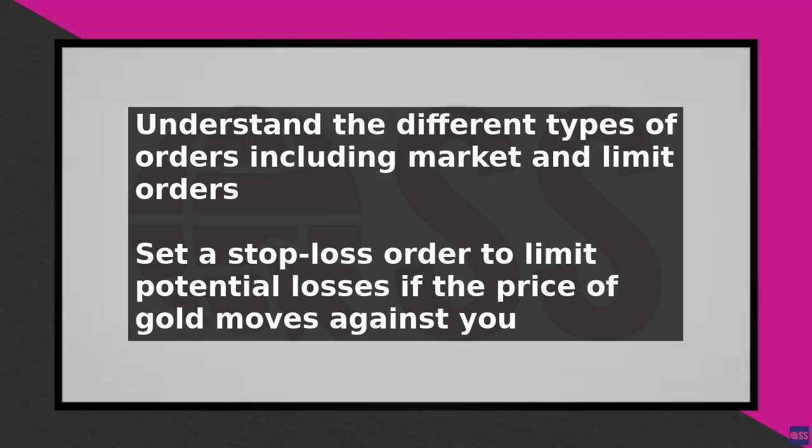Before placing a trade, it is essential to understand the different types of orders you can use. A market order will execute your trade at the current market price, while a limit order will execute your trade at a specific price you set. You can also set a stop-loss order to limit your potential losses if the price of gold moves against you.